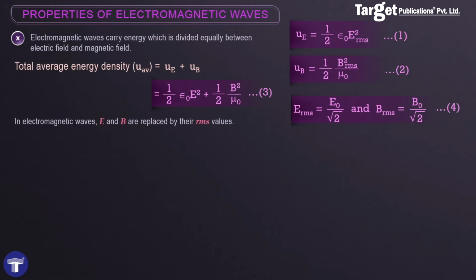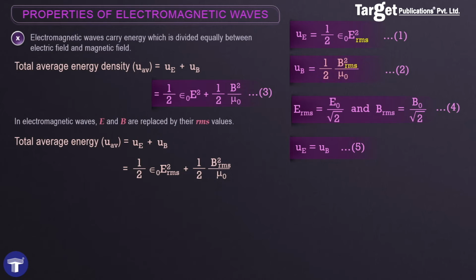So now when we apply the property that the electromagnetic wave carries equal energy in electric and magnetic fields, it means that UE should be equal to UB, and in this case the total average energy density, which is UE plus UB, will simply be half epsilon naught E square plus half B square upon mu naught, or I can simply write it as epsilon naught E square, or I can write it as B square RMS upon mu naught. Basically, I'm using the fact that UE is equal to UB, and therefore I can write down the total average energy either totally in terms of the electric field or totally in terms of the magnetic field, because these entire terms are equal to each other.